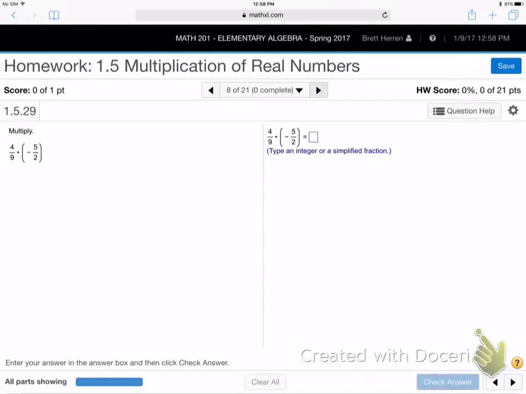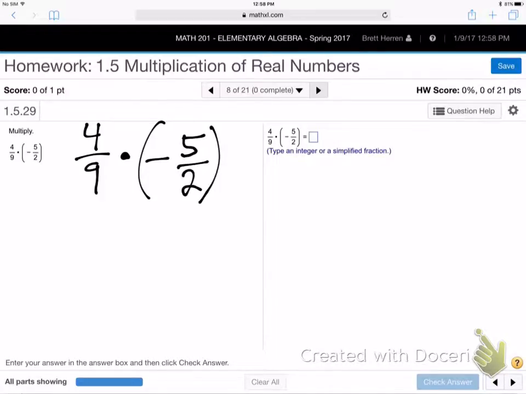All right, so we have 4 ninths times negative 5 halves. All right, so what, first off, is this answer going to come out positive or negative in the end? Negative, because the positive times the negative, huh? Right, so it's going to be negative something or other. We know that much. I'll put that down.